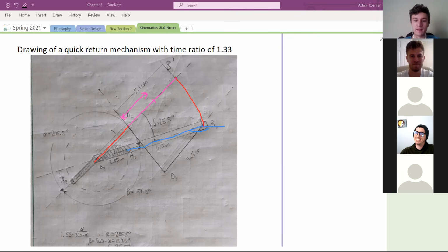Again, I feel like if you just follow the drawing instructions, it's usually pretty straightforward. Going over some of the angle stuff might help you a little bit. Are there any other questions on that?